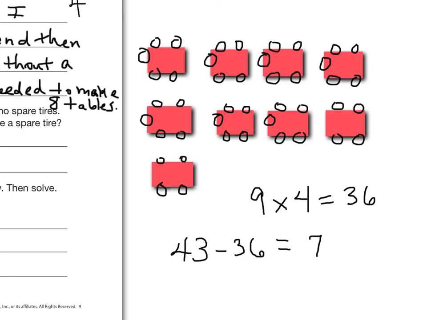Now we can answer our question that says how many cars have a spare tire. Well, 9 times 4 equals 36, and 43 minus 36 equals 7. So 7 cars have spare tires, and 2 of the cars don't have a spare tire. So if they're in an emergency and they need an extra tire, they're going to have to call, it looks like, AAA, to come out and get them.